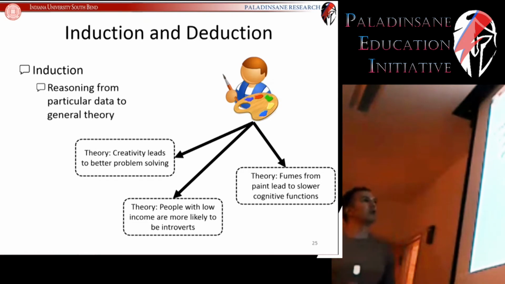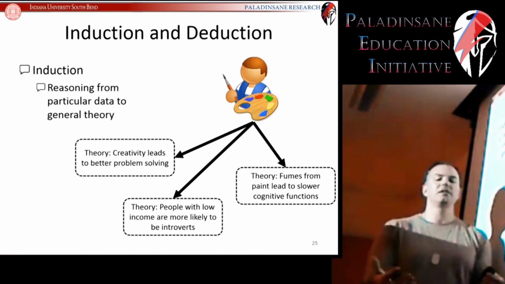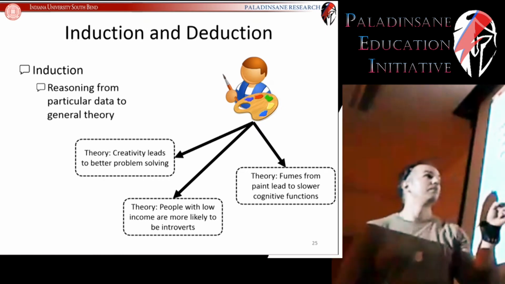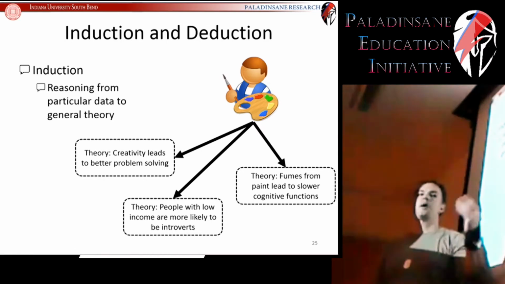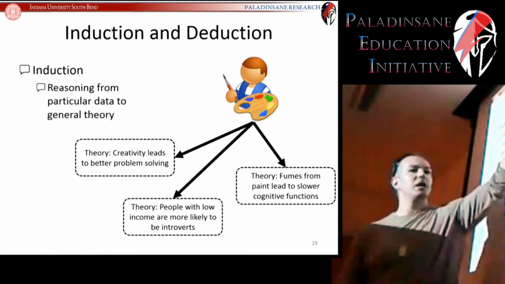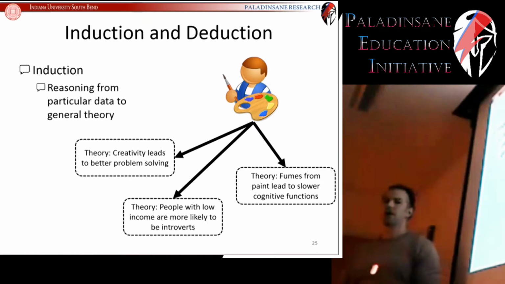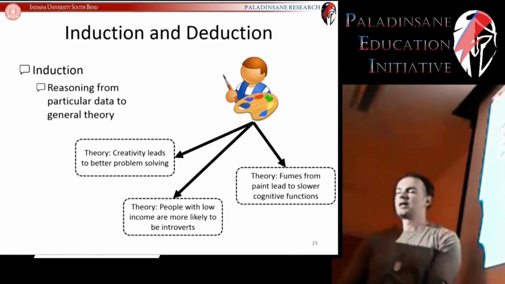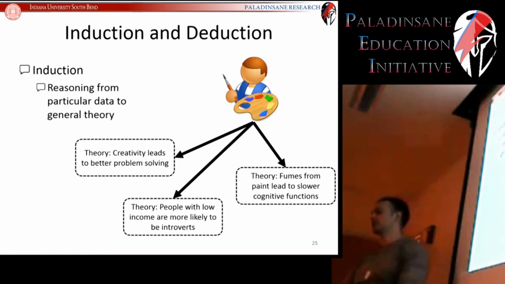We're going to talk more about induction next time, but one thing to notice here is that in each of these cases, I kept saying maybe, right? He is creative, and he is good at problem solving, so maybe creative people are better at problem solving. He has low income, he is an introvert, so maybe introverts are more likely to come from low income brackets. That maybe is very important. That's going to come up later because observations do not guarantee that your generalizations are going to be correct.